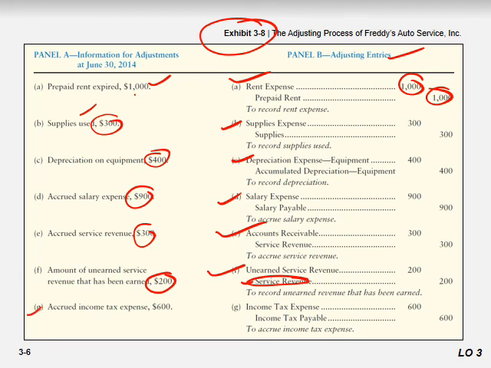The last part is to accrue the income tax expense 600, which means the expense occurred but has not been paid. So not being paid means we create a liability. The entry would be income tax expense to income tax payable.